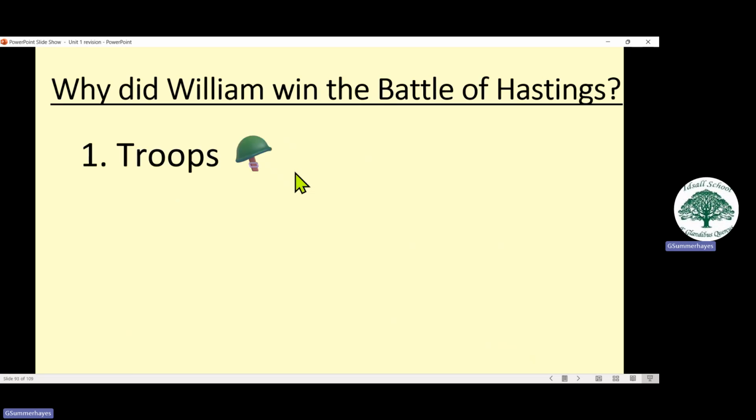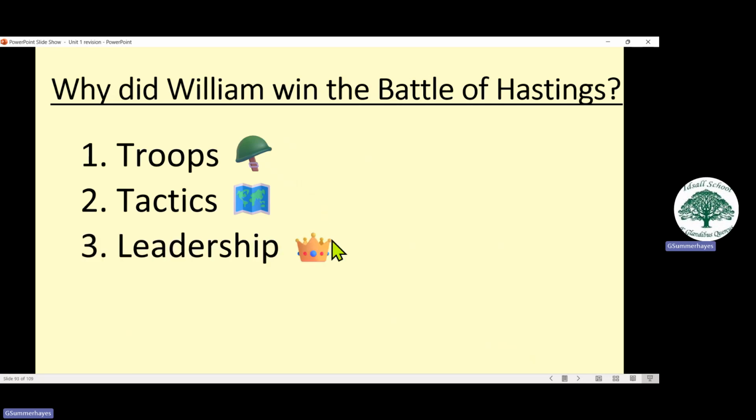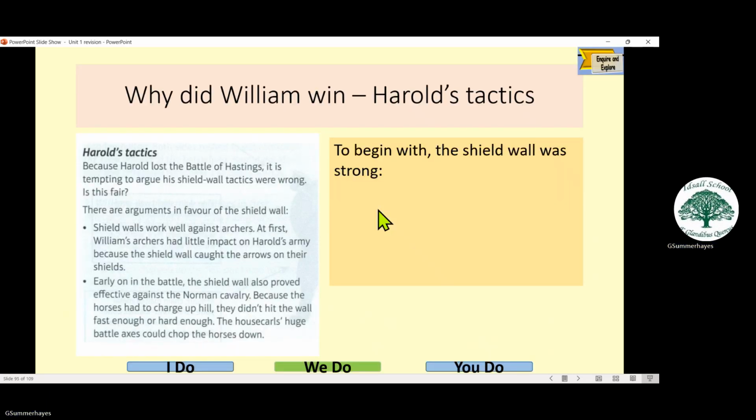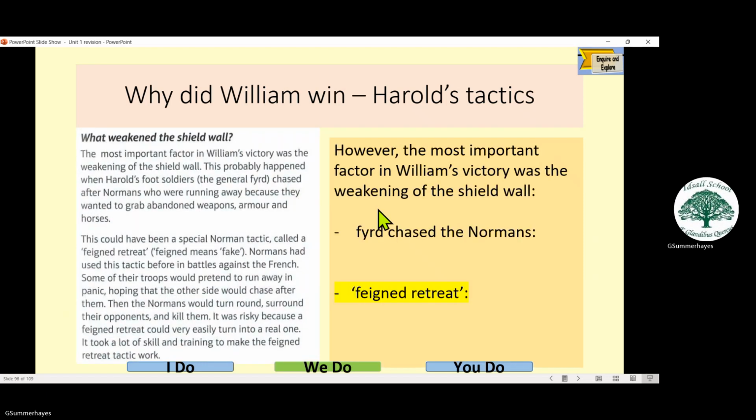But why did they lose? Troops. William won because he had better troops. William won because they had better tactics. That doesn't mean the Saxons didn't have good tactics. They had some good tactics, but William's were better and more flexible. Leadership and luck.